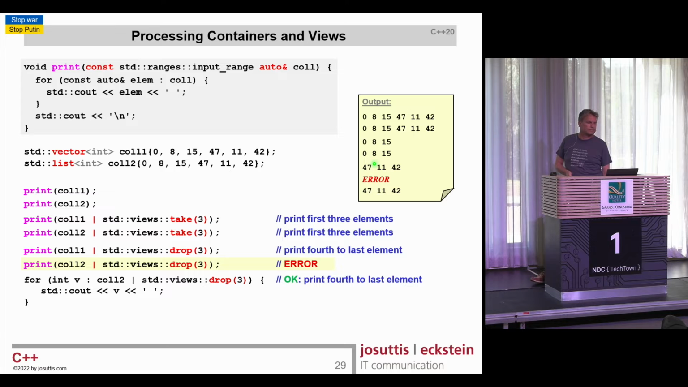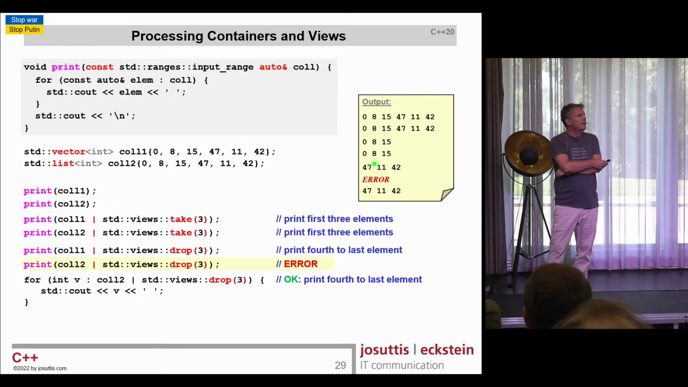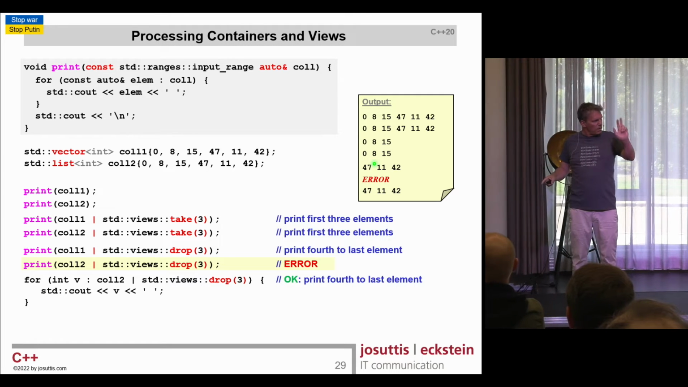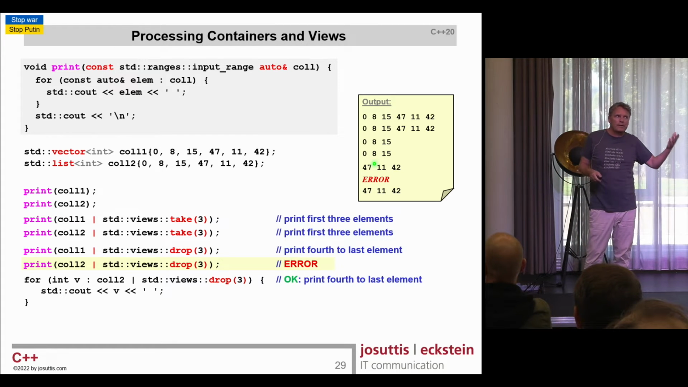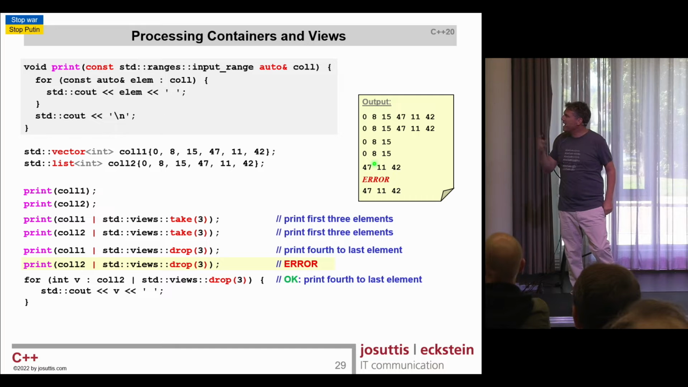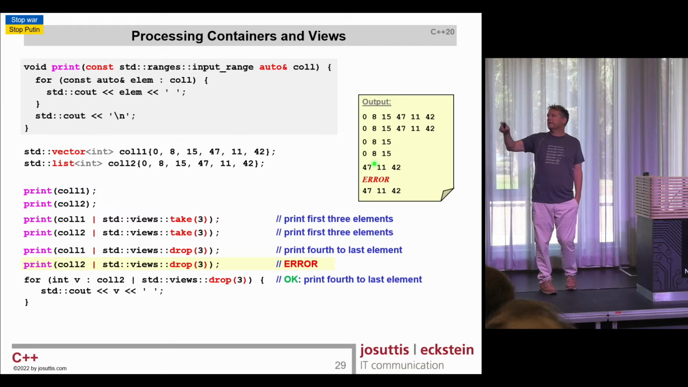What is the problem? Drop has an implementation detail. The implementation detail is it caches begin if begin may become expensive. Well, begin for a vector is not expensive. Well, the begin of the drop. So drop has to ignore three elements. So to compute the begin of the drop, if the underlying range is a vector, we jump to the fourth element. Easy. But if we have something like a list, we have to iterate over all the leading elements.